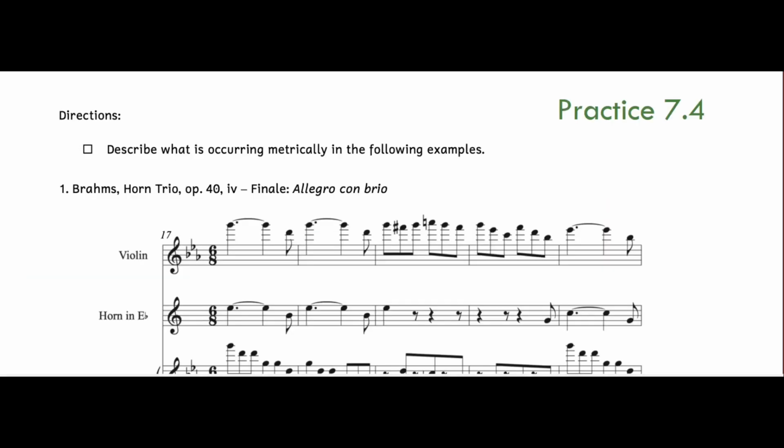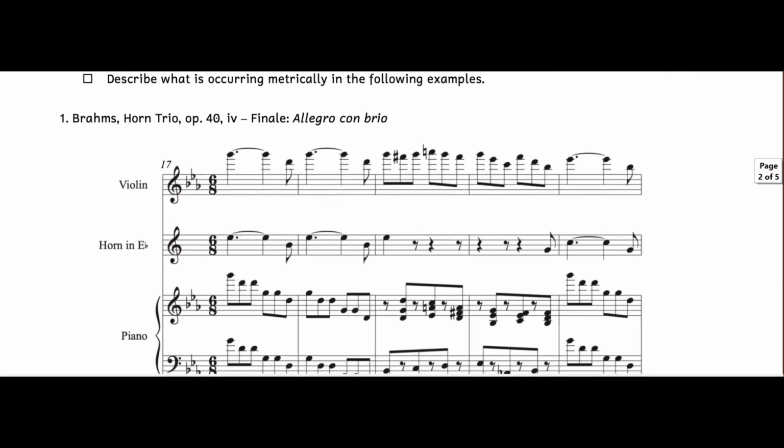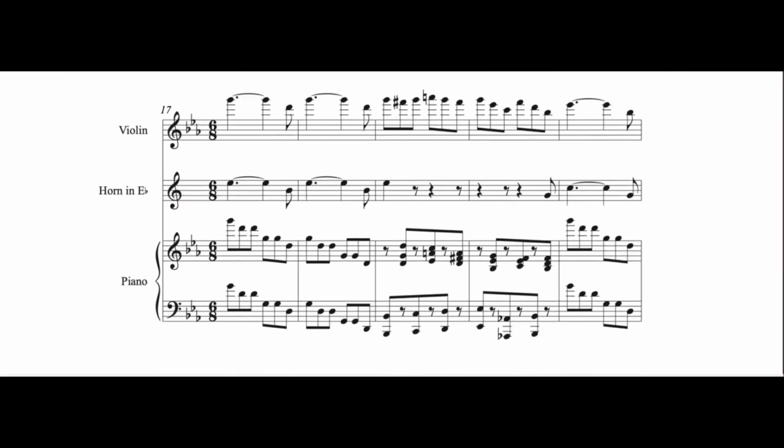Directions. Describe what is occurring metrically in the following examples. All right, so I'm going to do number 1. And this is in 6/8, which means that a dotted quarter is equal to 1 and there are 2 beats per measure. So if we look in the violin part and the horn part, it's written as if it were in 6/8. No surprises, right?